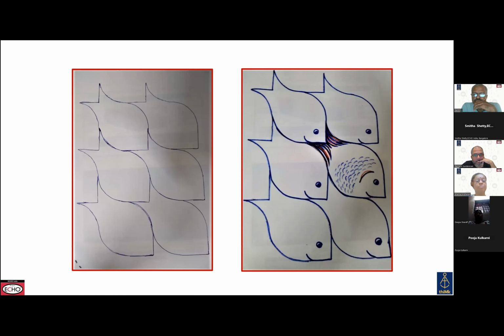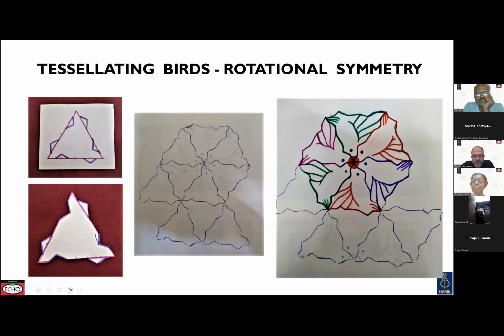With this, you can make these drawings and you can color them in any way. And this activity children really enjoy. They love drawing. And the next one, if you can see, is this over here, because in this way we can create a rotational symmetry.